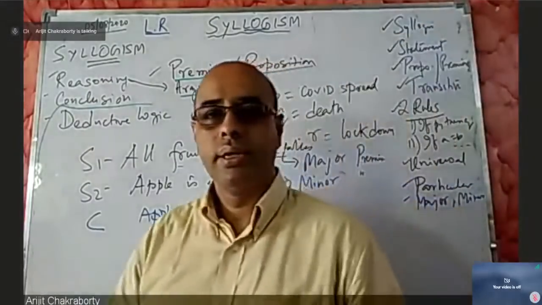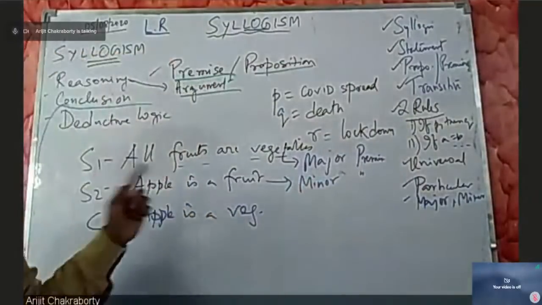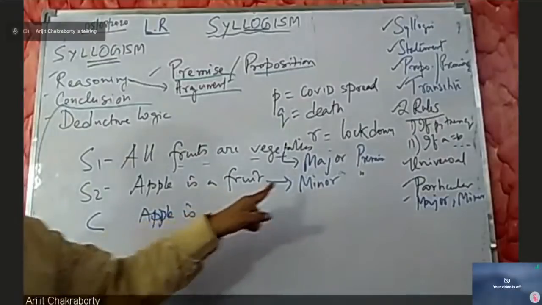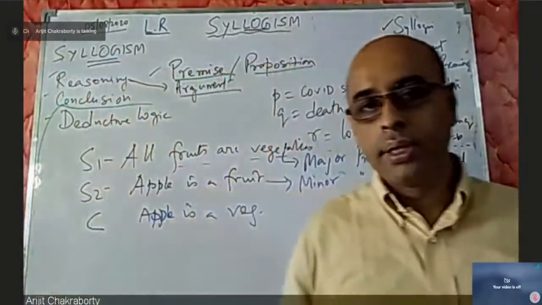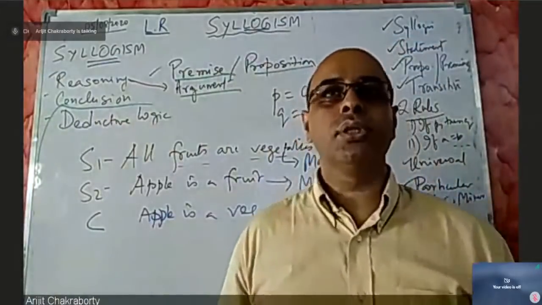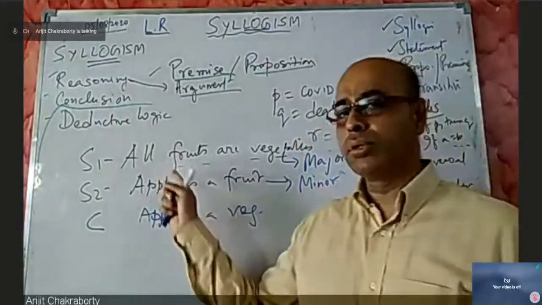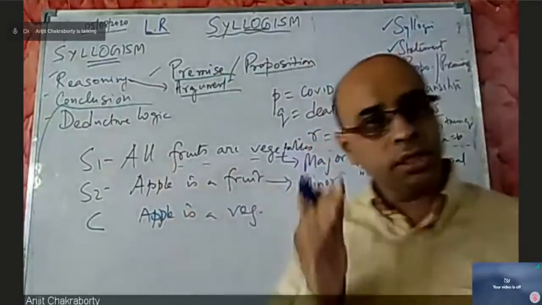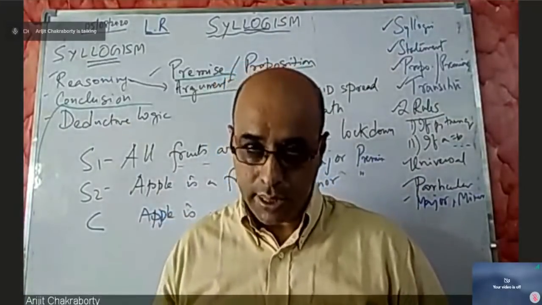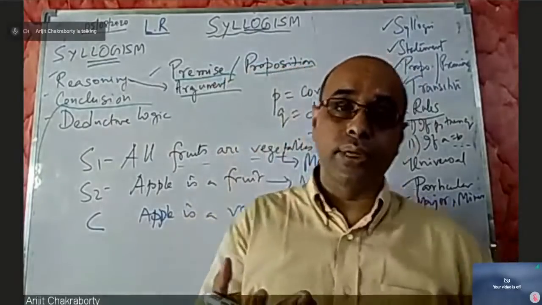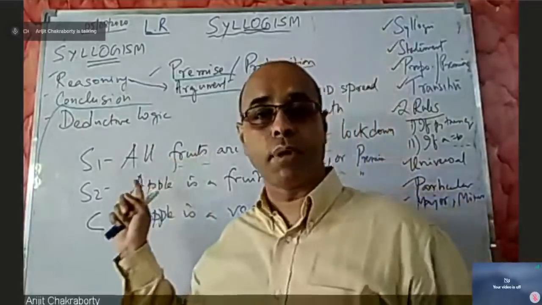Minor premise. The first is called the major premise, the major sentence, the major proposition, and the second sentence is called the minor premise or the minor proposition. So we are dealing with two propositions followed by one conclusion, and we are dealing with two types of propositions: universal proposition, and we have seen what is particular proposition. Correct? So when a sentence starts like this, all fruits are vegetables, this means it is a universal proposition.